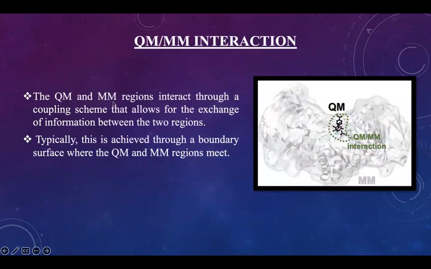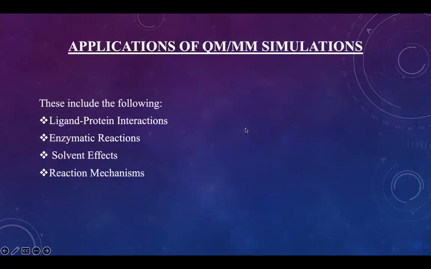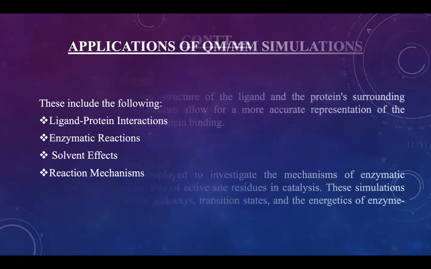QM-MM interaction. The QM and MM regions interact through a coupling scheme that allows for the exchange of information between the two regions. Typically, this is achieved through a boundary surface where the QM and MM regions meet. Applications of QM/MM simulations: ligand protein interaction, enzymatic reaction, solvent effects, reaction mechanism.